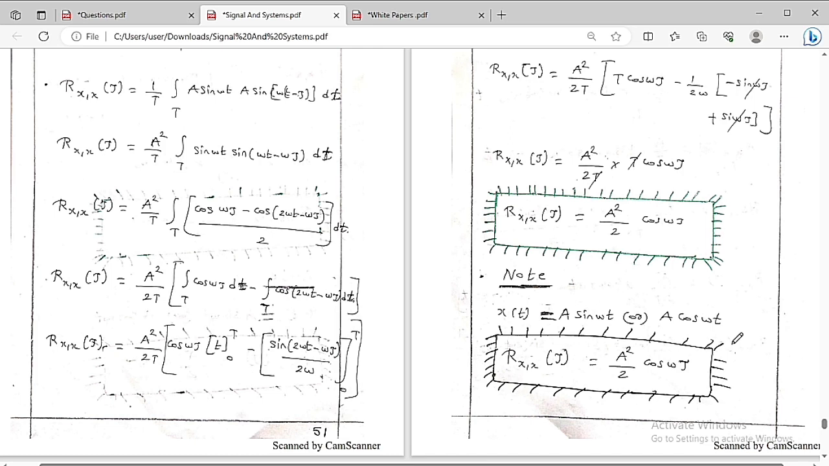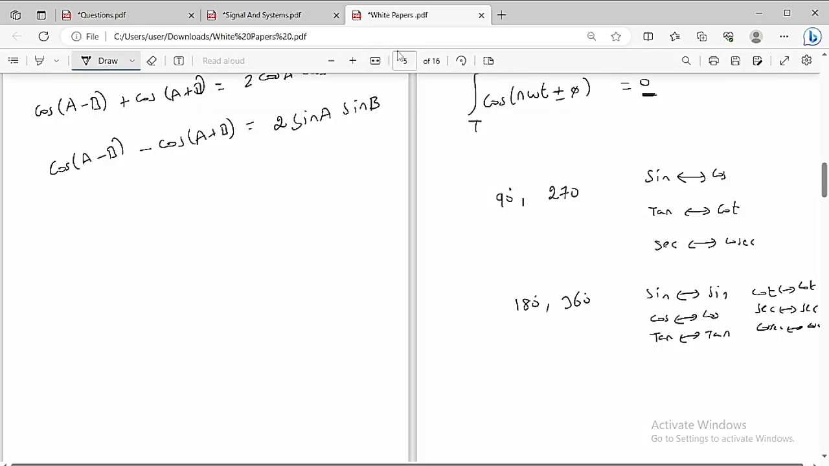So let me give you one important formula. Let me write the formula for periodic signals. What is the cross correlation for periodic signals? For two different periodic signals, the cross correlation is nothing but 1 by T integration over the period T of f of t into g of t minus tau into dt. So this one you have to keep in mind.